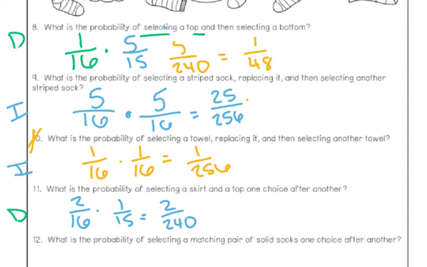The probability of the first event happening is 2 out of 16. There are 2 skirts and still 16 items in the laundry basket. And then the second event is 1 out of 15 since there is 1 shirt, and now we only have 15 items since we took our last item out. This leaves us with a 2 out of 240 probability, which then reduces to 1 out of 120.